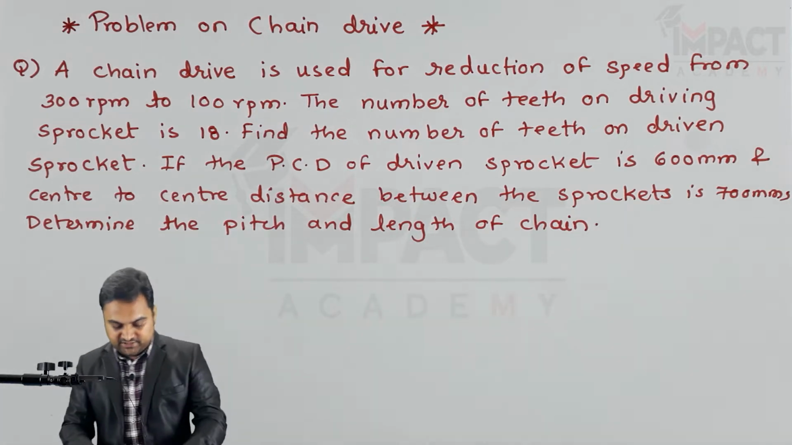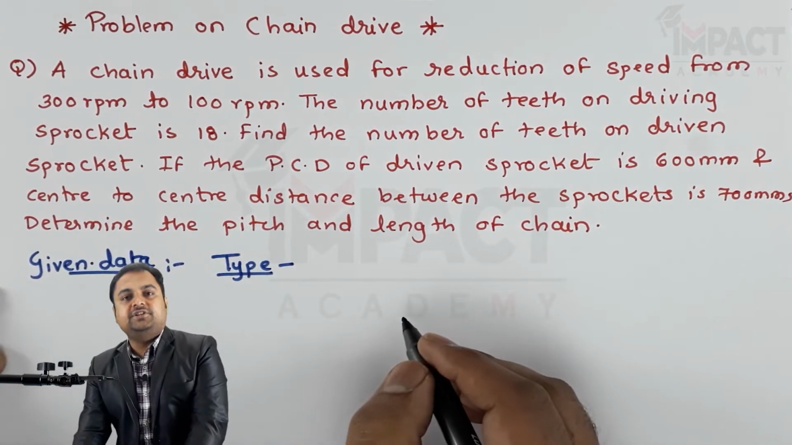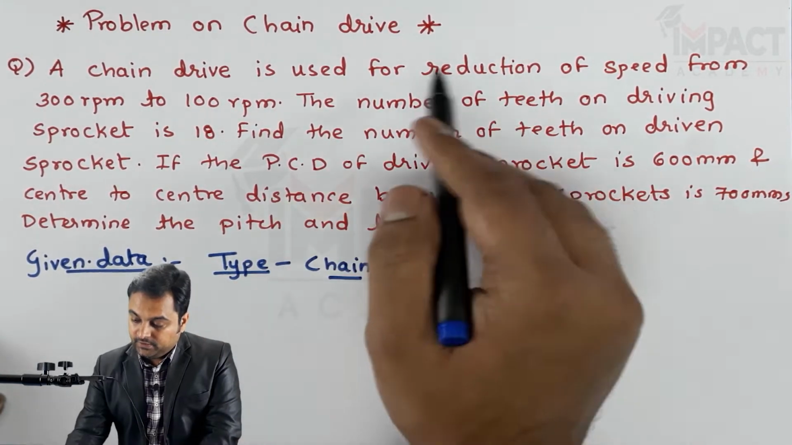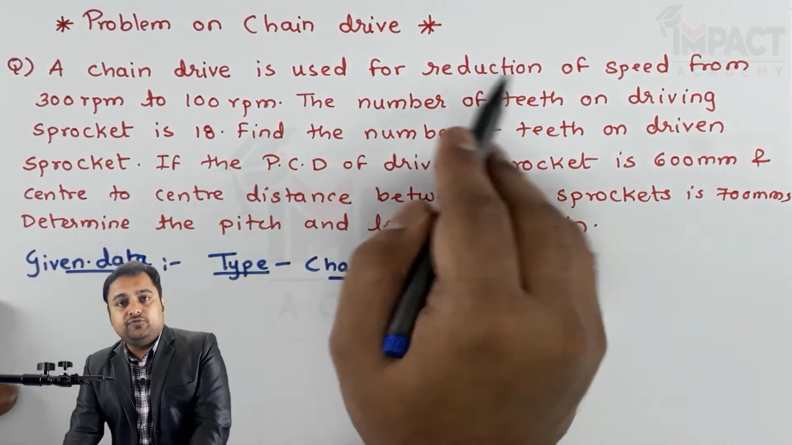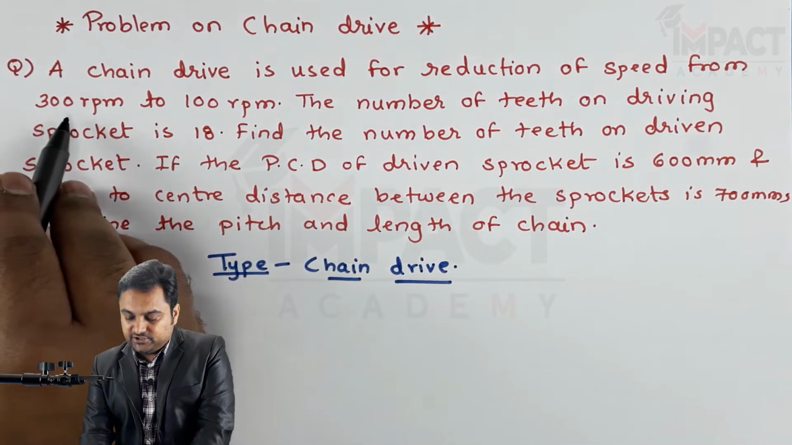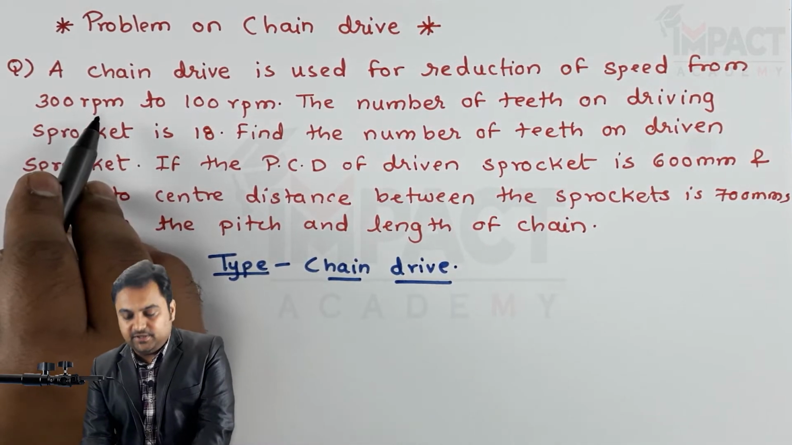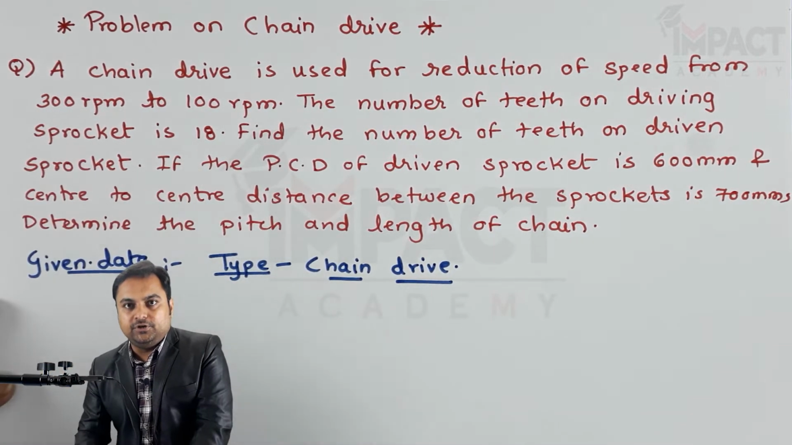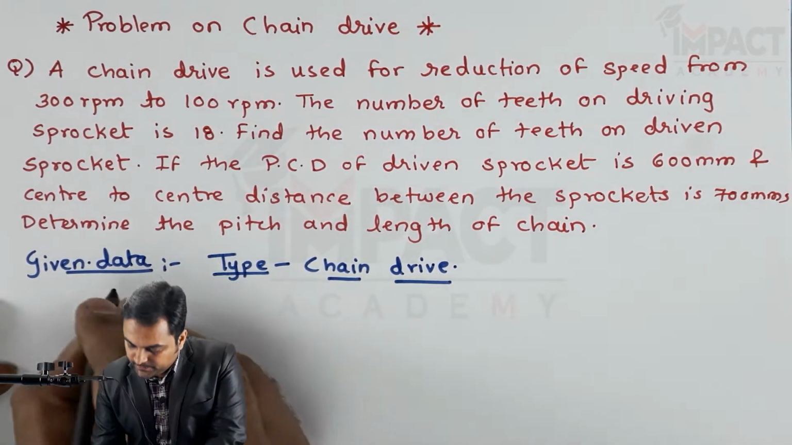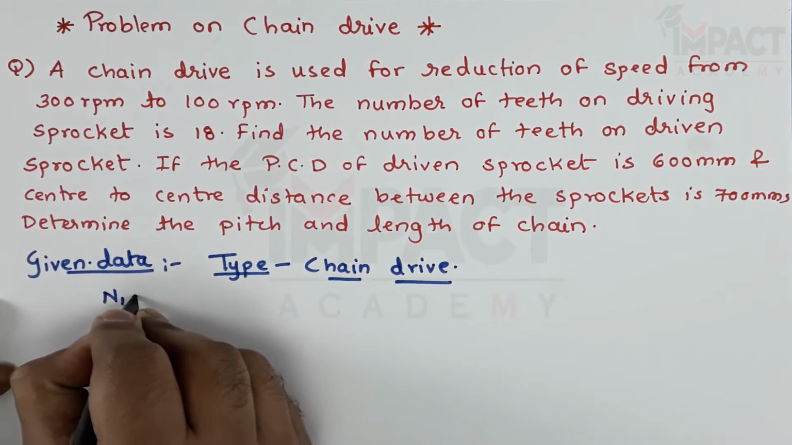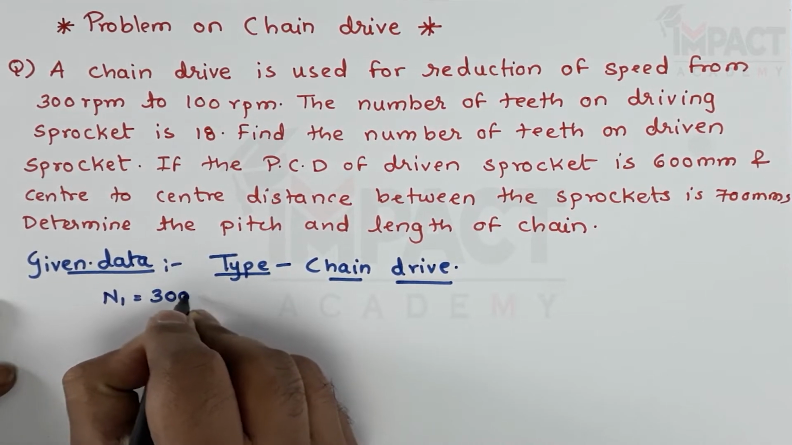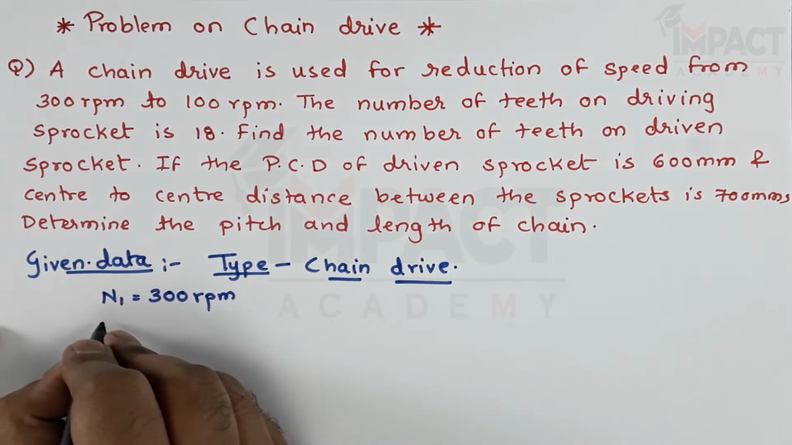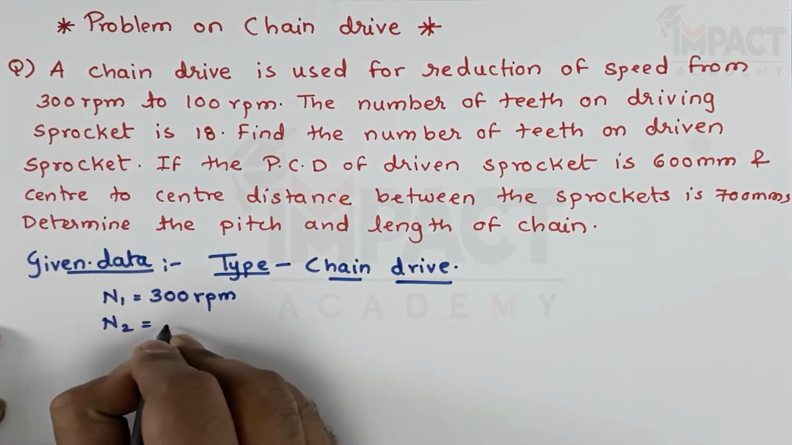The question is given in such a way. First, I'll mention the type of problem, that it belongs to chain drive. Then the chain drive is used for reduction of speed, that is, first the speed is 300 rpm, so I'll denote it as N1, which is the speed of the driving sprocket. So N1 is 300 rpm. Then to 100 rpm, which will be N2, speed of the driven sprocket.